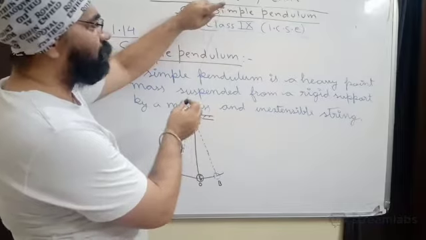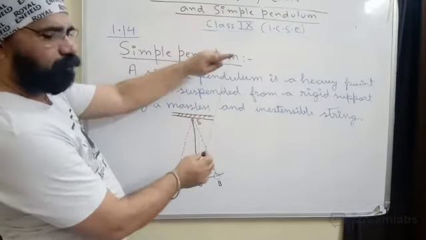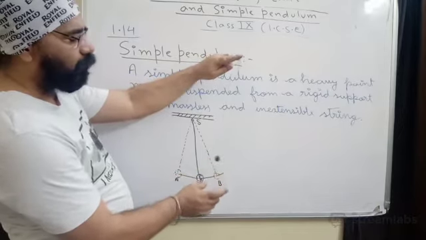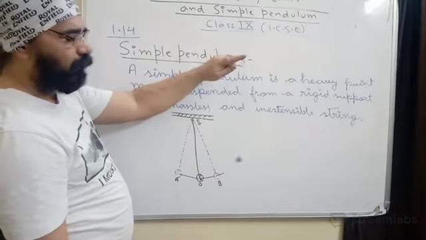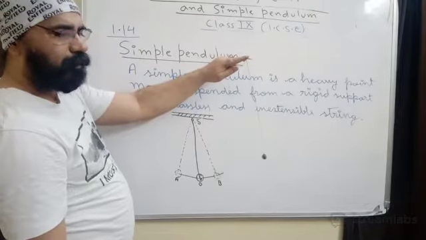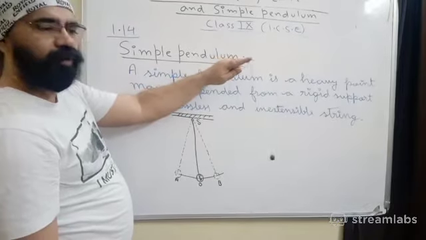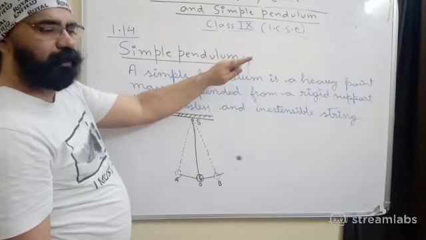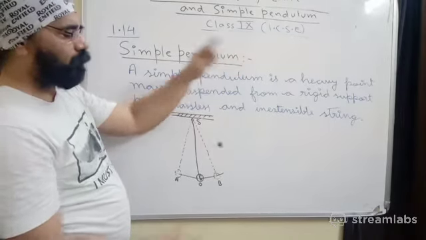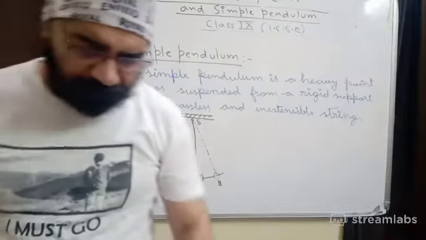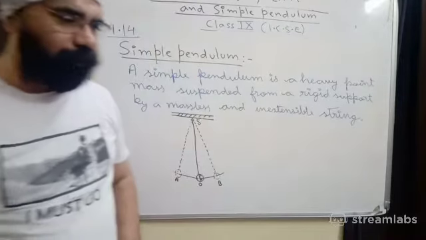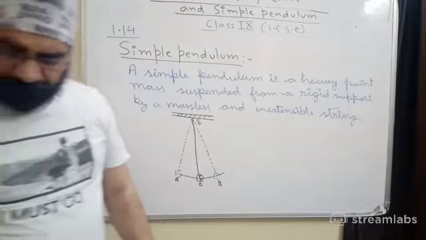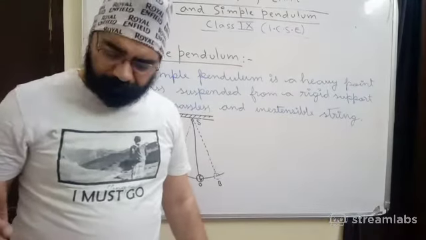Now if I displace it from its mean position, and I leave it, then you see it starts oscillating. It goes from one side to the other and continues. The resistance offered to it by air is very less, so it continues to oscillate, right? It continues to oscillate. So now that we have understood what a simple pendulum is, let us understand some of the terms which are related to a simple pendulum.